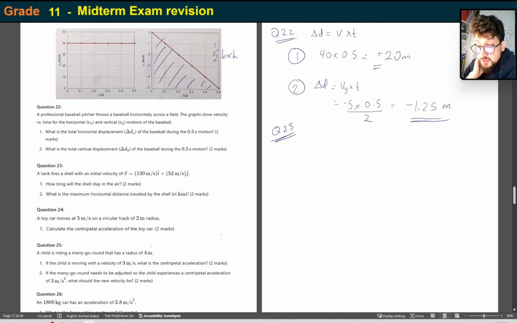Question 23. A tank fires a shell with an initial velocity of 100. So once again, this represents the x, and this represents the y. How long will the shell stay in the air for? So hopefully by now you understand that the shell has a parabolic path, and therefore the y on this side equals the y on this side. So 52 up, -52 on this side.